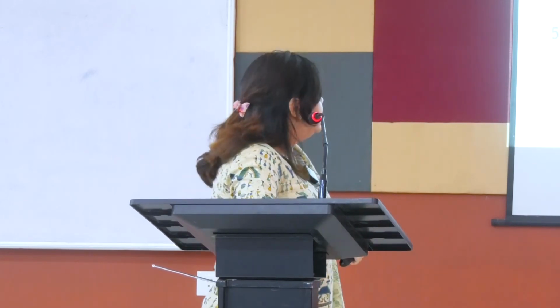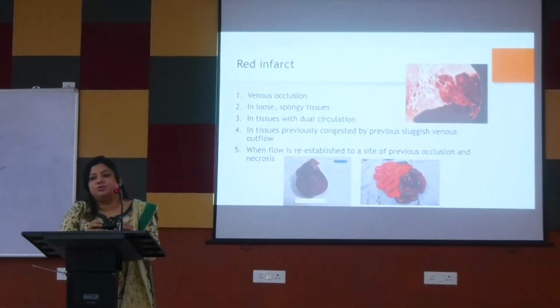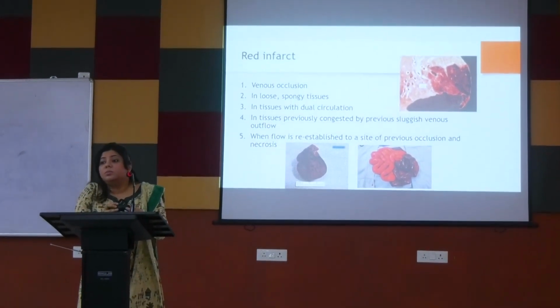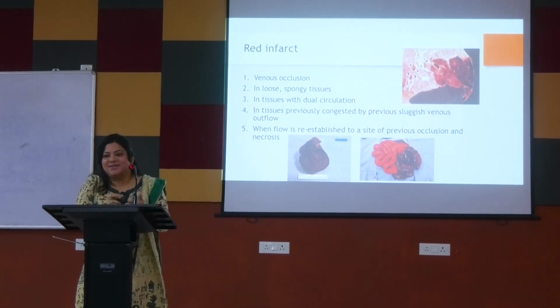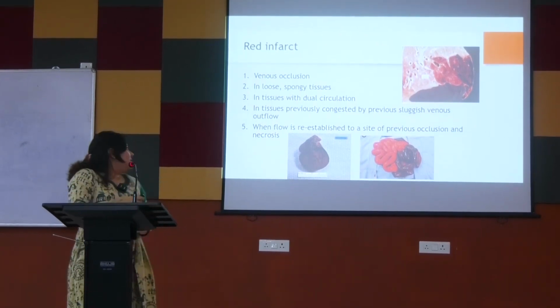And the type of infarction over here is red infarct, because the organ is already congested and then it is getting infarcted. So obviously the red color is imparted by RBCs, right? So that is why there will be red infarct in cases of venous occlusion. Next, in loose spongy tissues. Which is a loose spongy tissue? Lungs, right? So why in lungs?